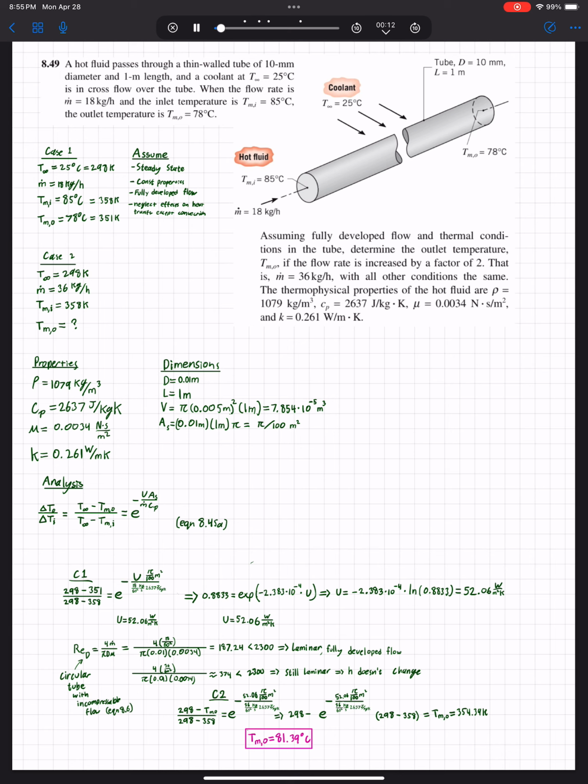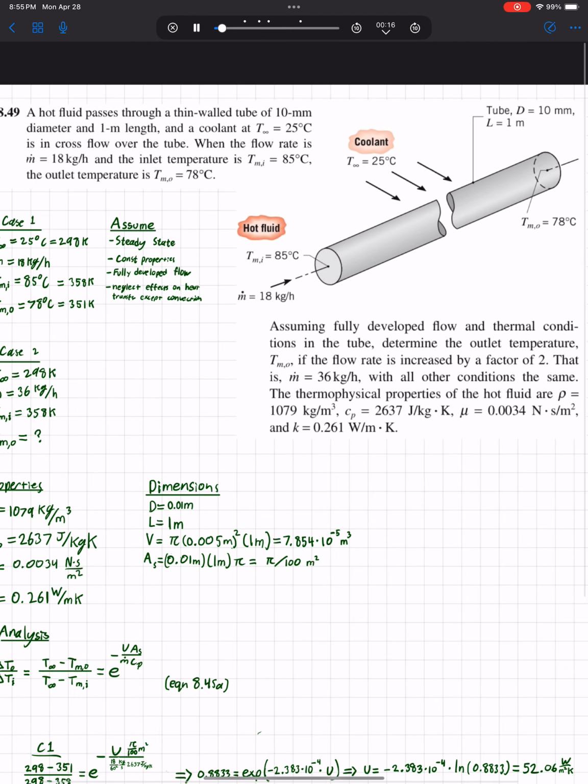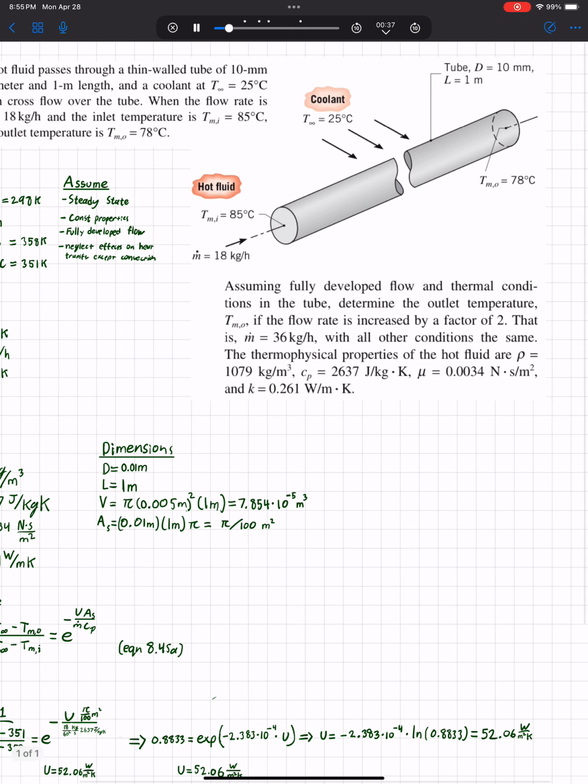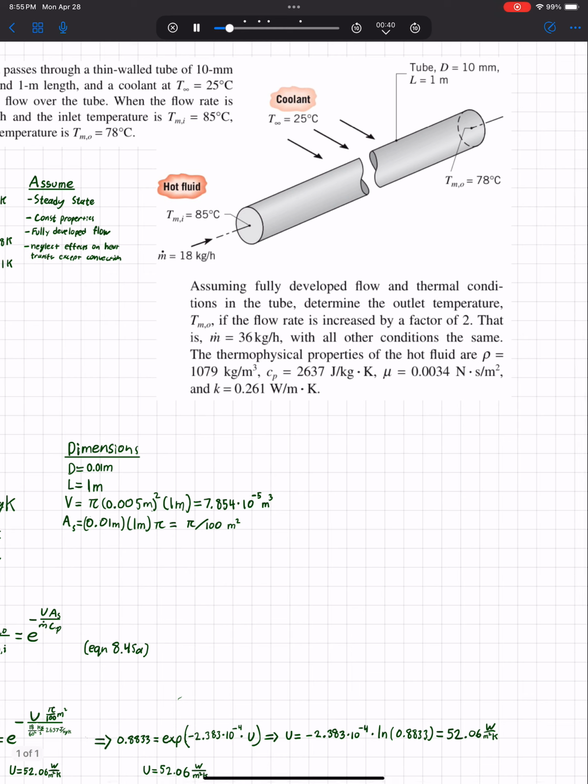So in this question, we have a hot fluid passing through a thin-walled tube of 10 millimeter diameter and 1 meter length with a coolant at 25 degrees Celsius in cross flow over the tube. When the flow rate is 18 kilograms per hour and the inlet temperature is 85 degrees Celsius, the outlet temperature is 78 degrees Celsius. So there's the diagram here. Again, we have the hot fluid with the coolant. There's the tube, and it's all in crossflow.